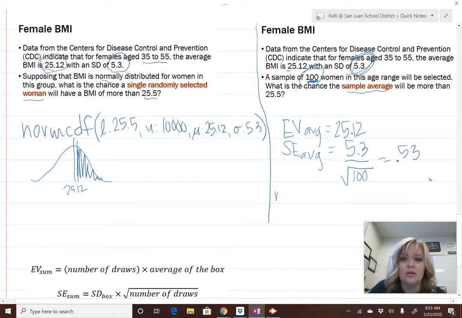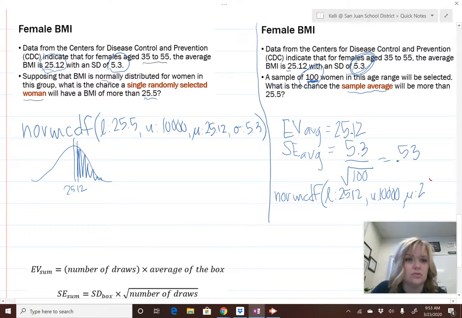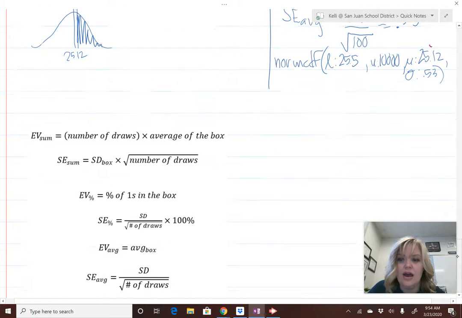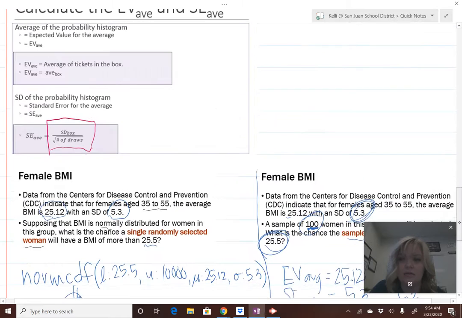So then when we plug in the norm CDF, the lower bound will be, you can keep the 10,000, mean is, no, I did the wrong thing, sorry, you guys probably caught me as soon as I did it, 25.5, because that's what we're finding, what's the chance of. Sorry, and then the mean is the 25.12, and the SD is the SE, which is 0.53. And then you find that probability, okay?